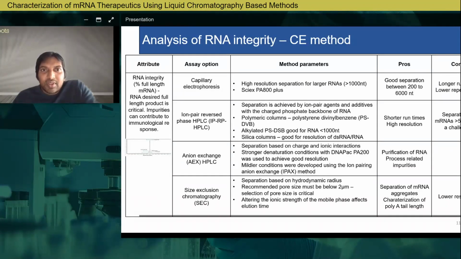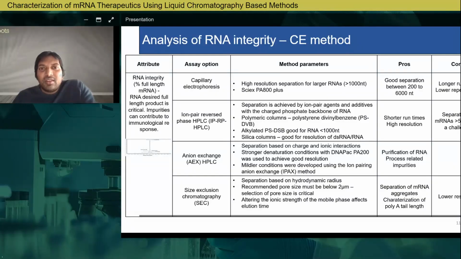To start off, RNA integrity is a very important factor. So the attribute itself is the parameter that really defines this. For RNA integrity, you're looking at the full length RNA, the desired length product, and how much of the impurity can contribute to immunological responses. So really understanding what impurities come with this full length intact product.